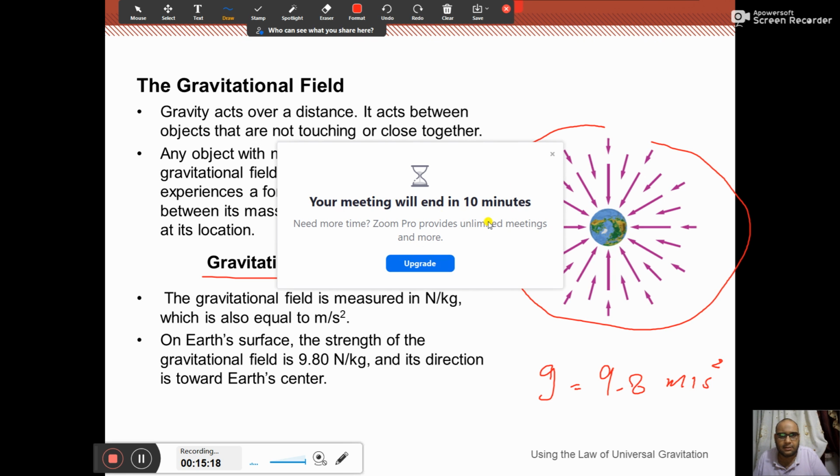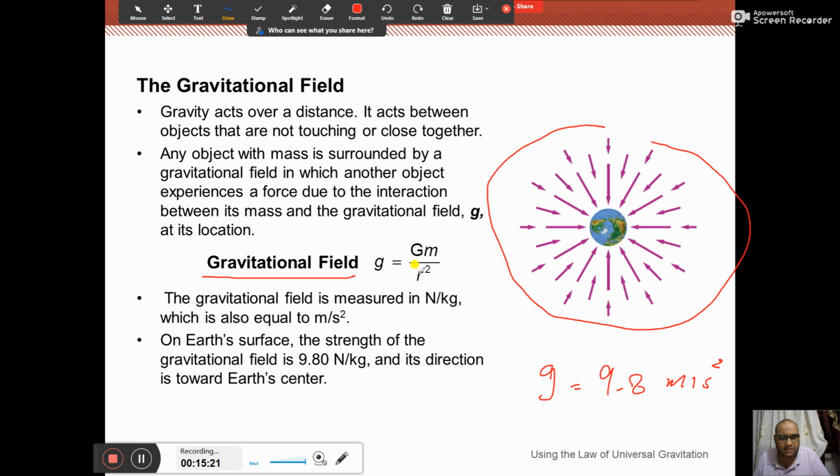So the gravitational field itself is GM over r squared. This is another rule to find the gravitational field. Now we can call g a gravitational field or acceleration of gravity. The rule I'm going to use to calculate the acceleration of gravity is GM over r squared. Acceleration of gravity is measured in two units, one of them meters per second squared, or newtons per kilogram. The value of the gravitational field on the Earth's surface is 9.8 meters per second squared.